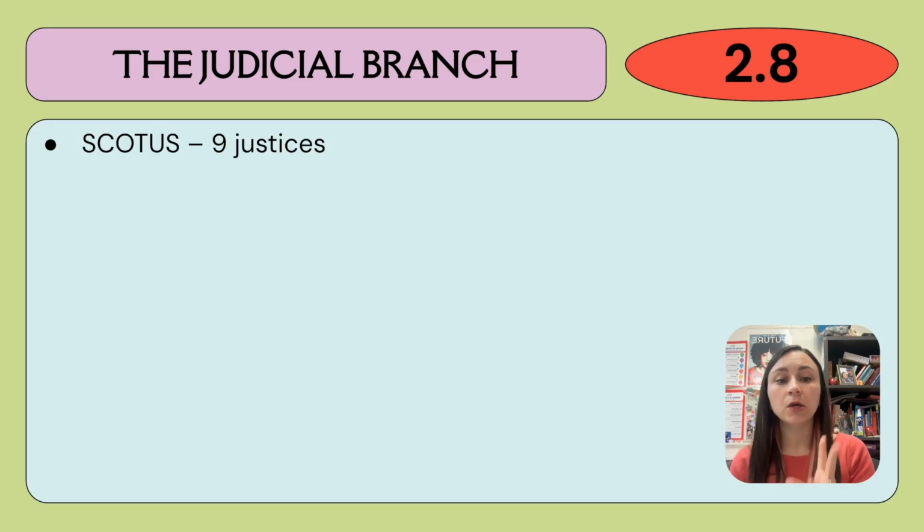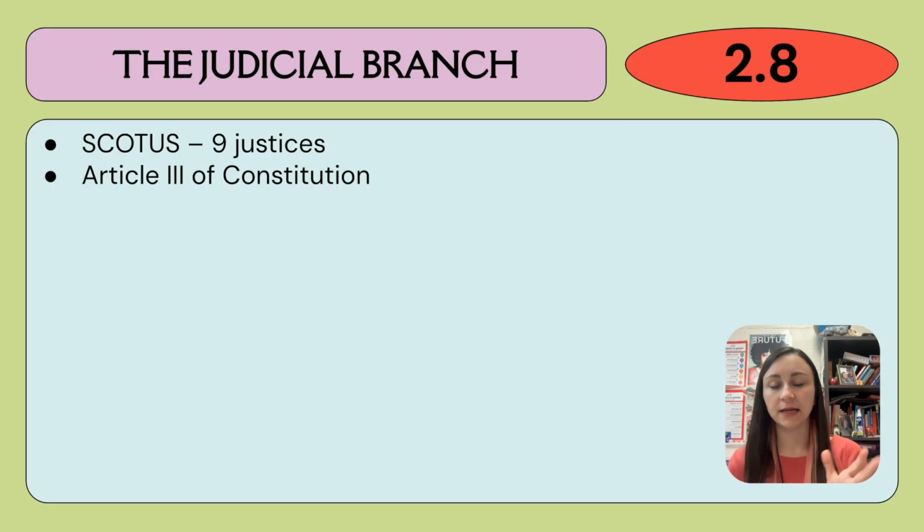Now, this is not the only court system in America, and it's not the only federal court system in America, but we will talk more about that in class. For right now, when we talk about AP Gov, a lot of what we're going to be talking about when we talk about the federal judiciary is going to be the Supreme Court. So it's set up, like I said, by Article 3 of the Constitution.